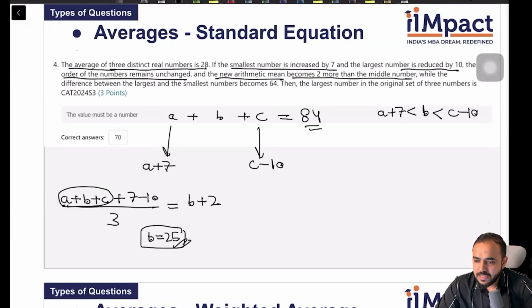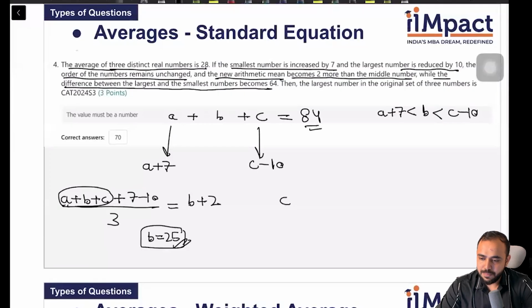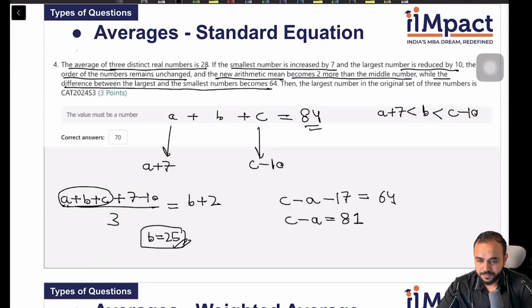Let's use the second equation that they have given us. The difference between the largest and smallest number becomes 64, which means c minus 10 minus a plus 7. So c minus a minus 17 is equal to 64, which means c minus a is equal to 81. Now they are asking us for the largest number in the original set. So basically they are asking us for the value of c.